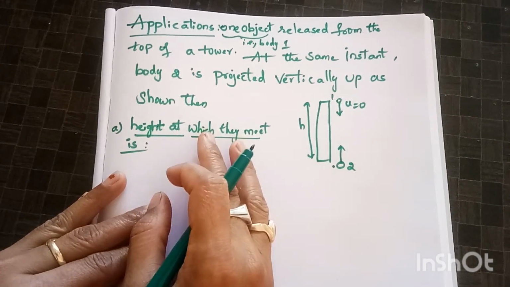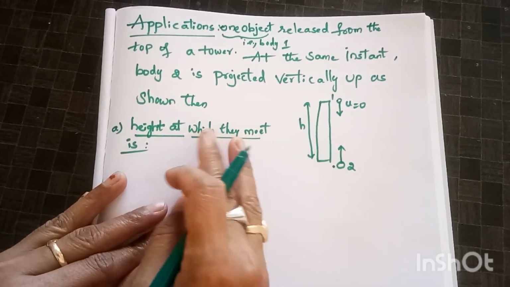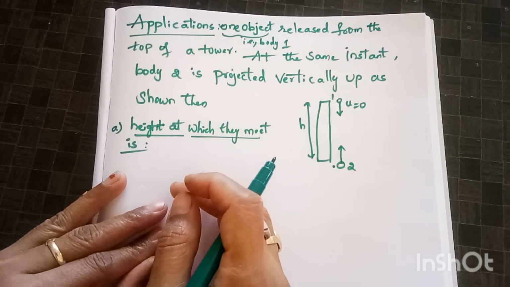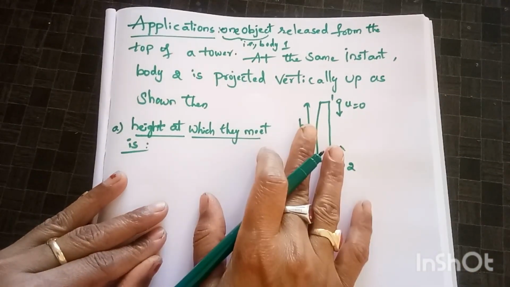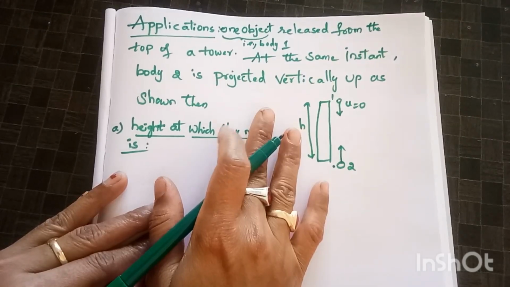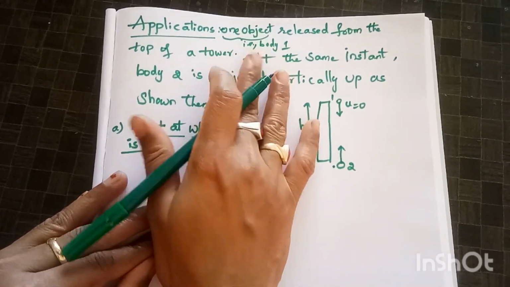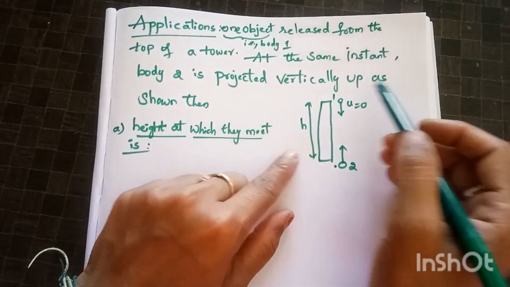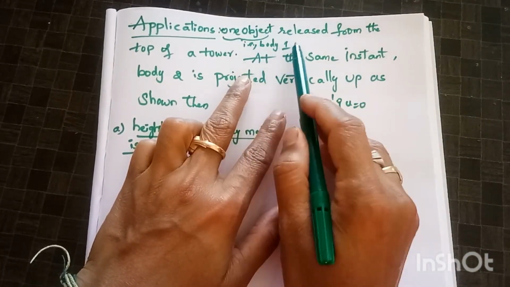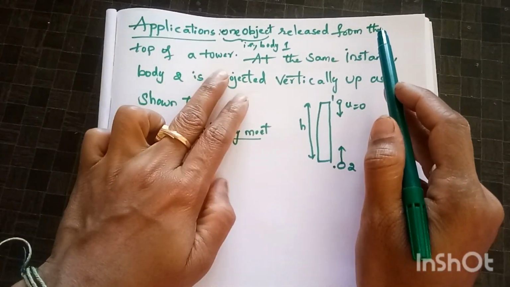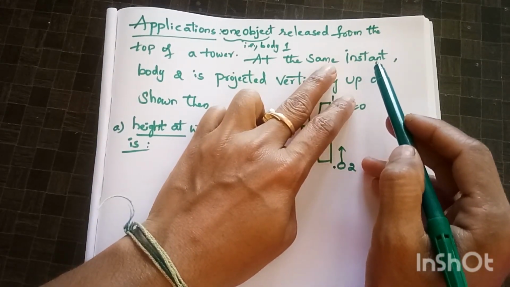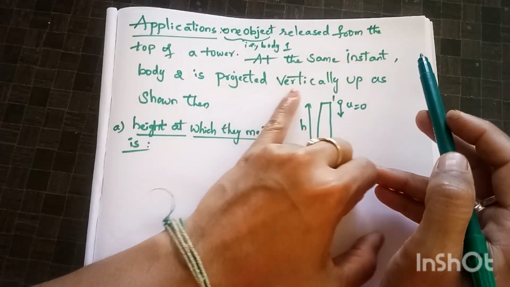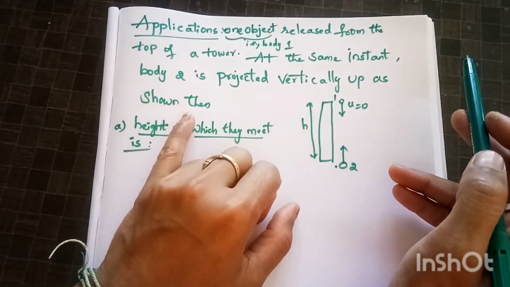Today we are going to discuss some applications when an object is freely falling, at the same time the object is projected vertically upward. So based on that concept we are going to discuss one application. Suppose one object, that is body 1, is released from the top of the tower, and at the same instant body 2 is projected vertically up, as shown.